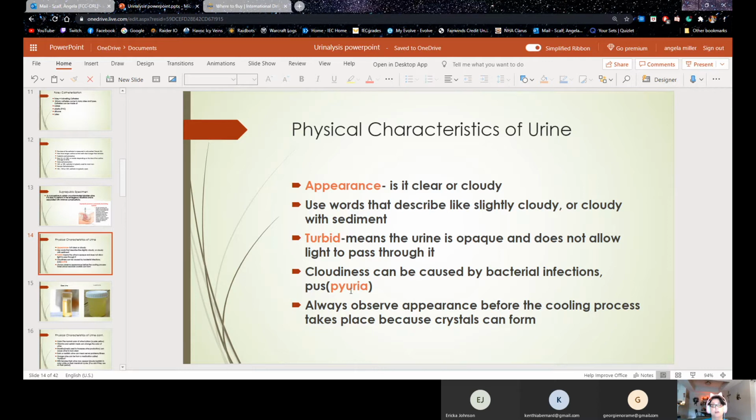So we want to always observe and write down the color, the consistency, and the appearance of our patient's urine. If it is abnormal, that's when it's most vital. You always do this before it begins to cool, because if you don't, crystals begin to form, and we don't want that.